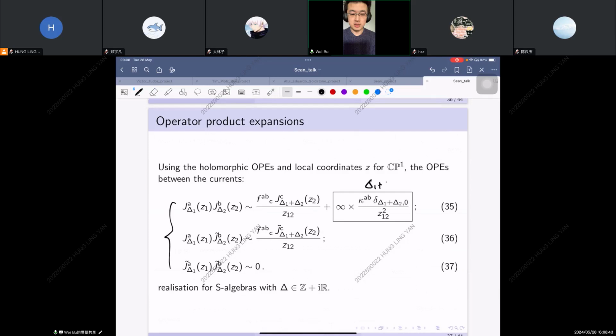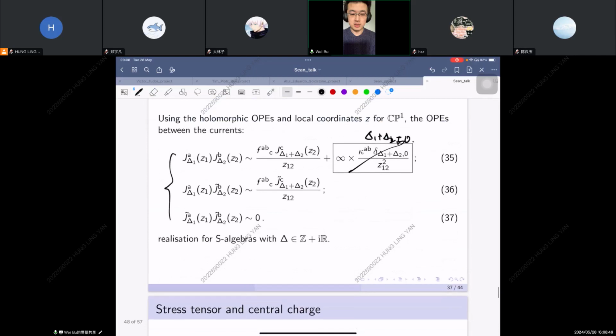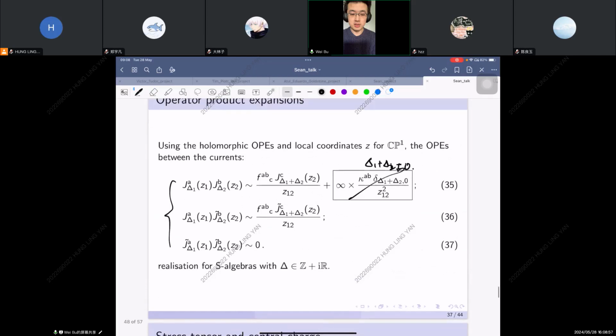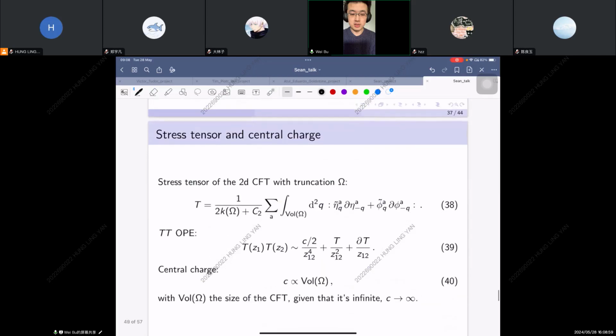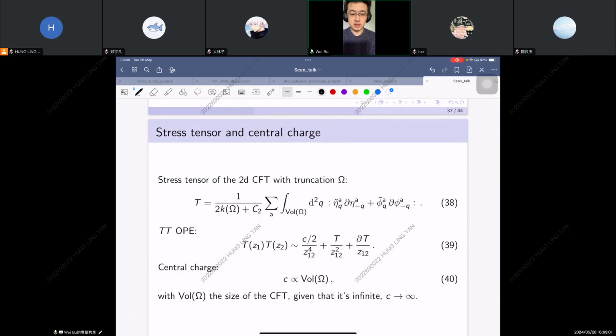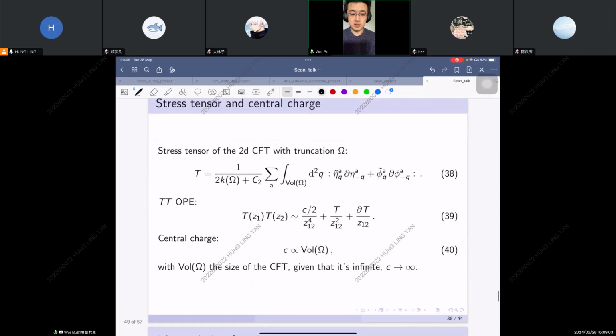So we only focus on delta 1 plus delta 2 is not 0 vector. This term is actually not there. So that's the S algebra. It's the infinite dimensional soft algebra people have discovered before. You recover it with no effort, basically. You can also compute the stress tensor. This is something that has bothered people for a long time, and you find indeed.